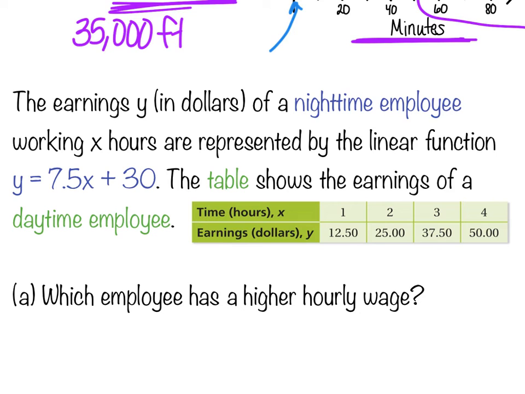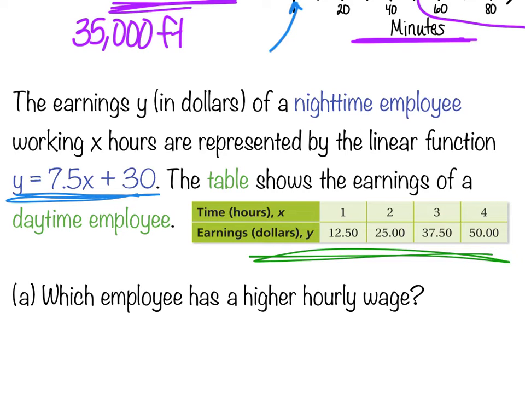Now let's compare two linear functions. You can see they're giving us one linear function as an equation here, and one linear function they're giving us as a chart. It says the earnings y in dollars, so y represents dollars, of a nighttime employee working x hours are represented by the linear function y equals 7.5x plus 30. The table, which is in green, shows the earnings of a daytime employee, and you can see what their earnings are. Which employee has the higher hourly wage?